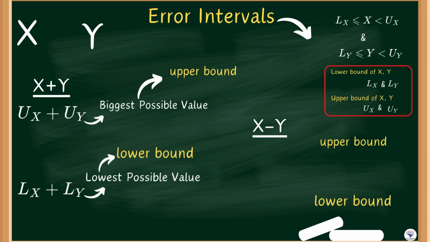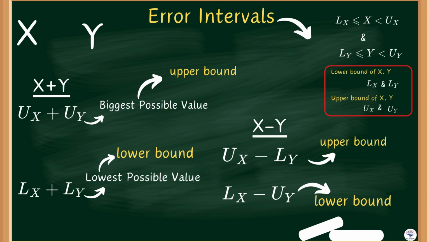When you subtract y from x, subtract the lower bound of y, which is the lowest number, from the upper bound of x, as it gives the biggest possible value, the upper bound of x minus y. To get the lower bound of x minus y, subtract the upper bound of y from the lower bound of x, because when you subtract a bigger number from a smaller number, you get a lower result.